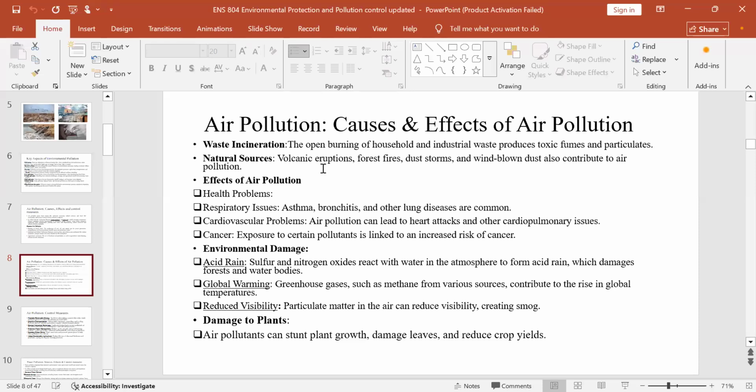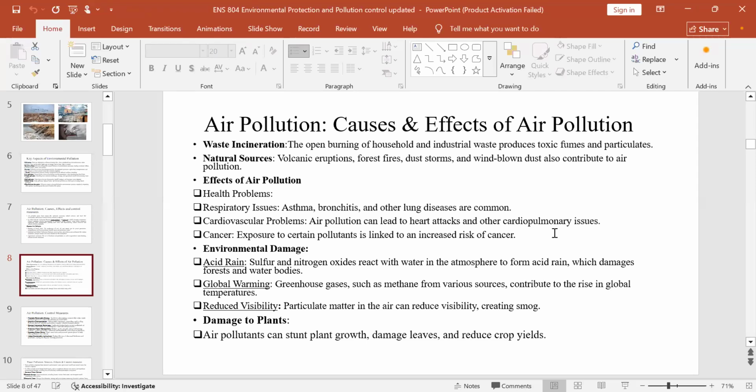So the health problems that are associated with air pollution, you have respiratory issues like asthma, bronchitis, and other lung diseases. People that have asthma, they hardly inhale foreign strange substances because the moment they do that, they get affected. Then it leads to cardiovascular diseases as well as cancers. These are the main health-related issues from air pollution.